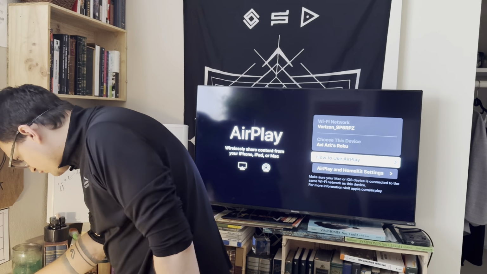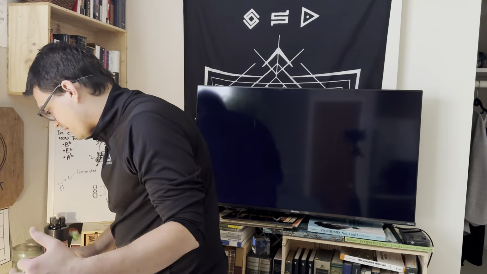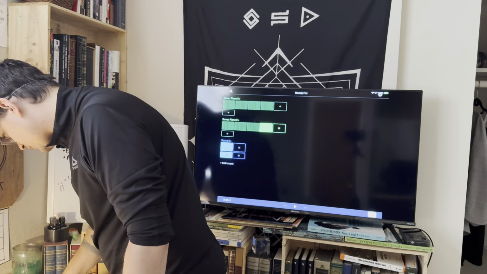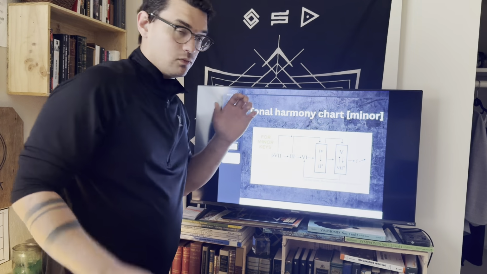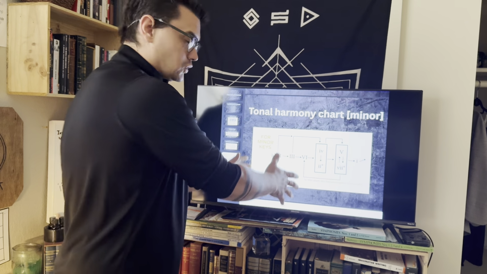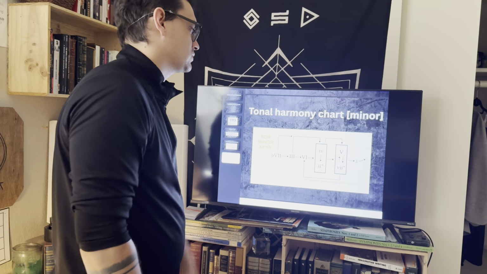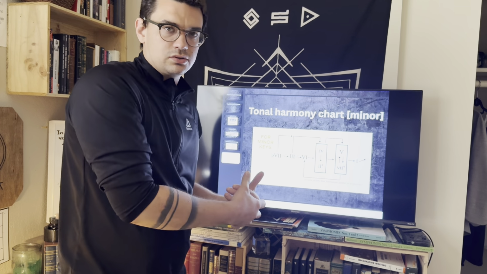One more note before I let you go. One more note, no pun intended. One more footnote, I guess, on this chart. As with many things in life, but definitely with music theory, these are the rules, right? These are the rules for a tonal harmony chart in a minor key in Western classical music theory, the simplified version. But you can break these rules, right?